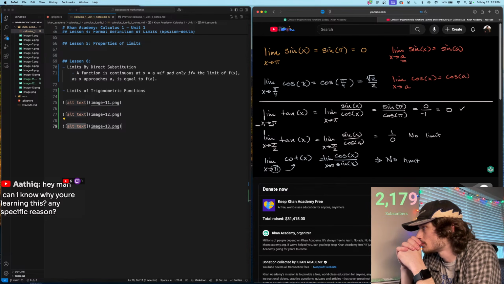When the thing we're taking the limit to is in the domain of the trigonometric function, we're going to have a defined limit. And sine and cosine in particular are defined for all real numbers, and they're continuous over all real numbers. So you take the limit to anything for them, it's going to be defined, and it's going to be the value of the function at that point.